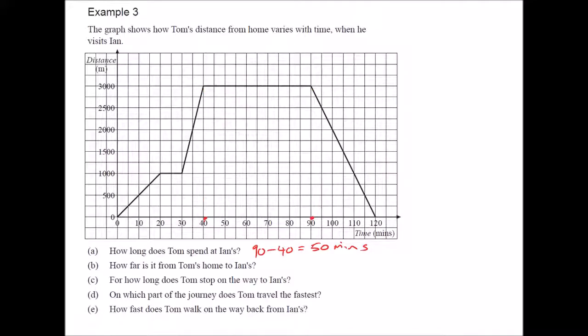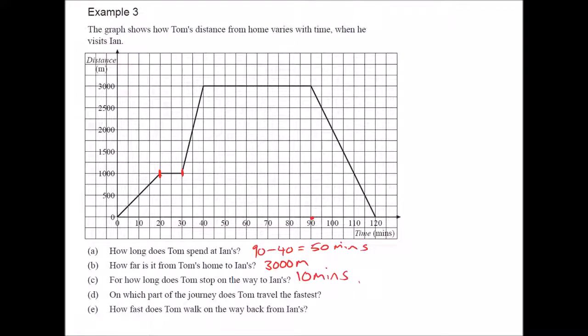Okay, next part of the question. How far is it from Tom's home to Ian's? Well, if he starts at his own home and moves up here, we can see, nice easy question, it's going to be 3,000 meters. C. For how long does Tom stop on the way to Ian's? Well, on his way there, we can see there's this stopping point between here and here. From 20 to 30 is 10 minutes.